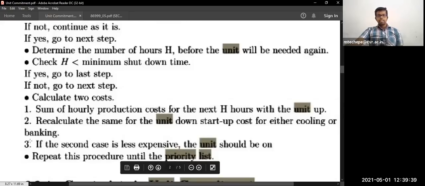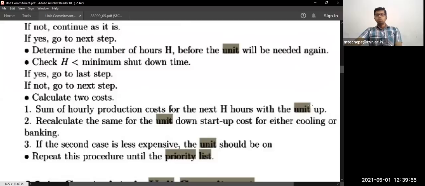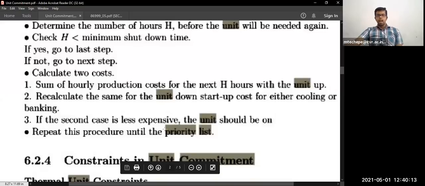Next, what we have to do is calculate the two costs: the sum of the hourly production cost for the next H hours with the unit up. Next, recalculate the same for the unit down, with the startup cost for either cooling or banking. If the second case is less expensive, then the unit should be off. Repeat this procedure until the priority list is finished.